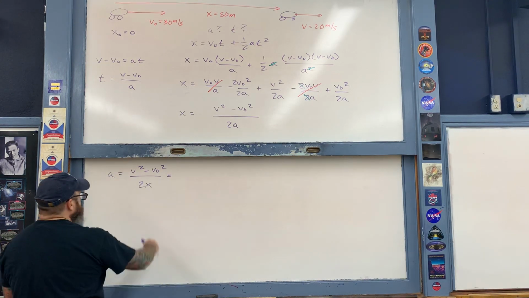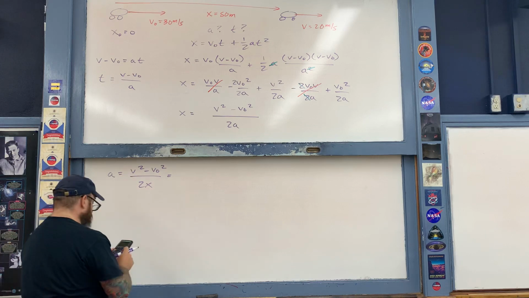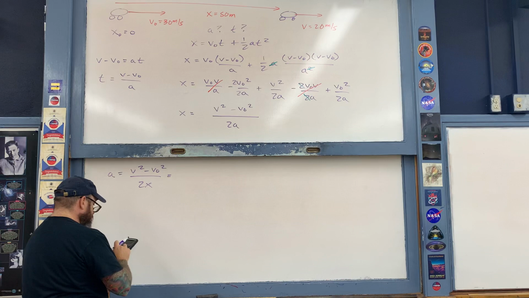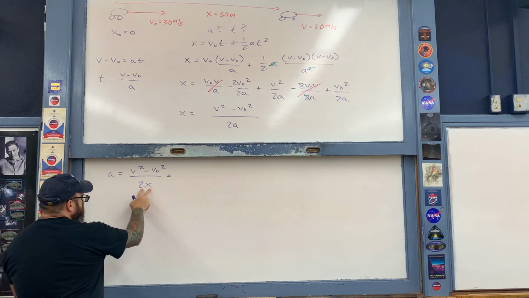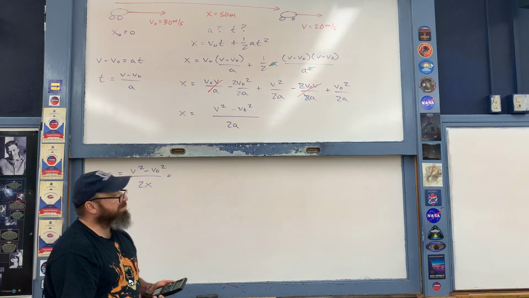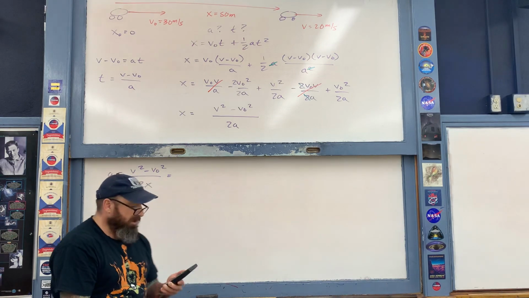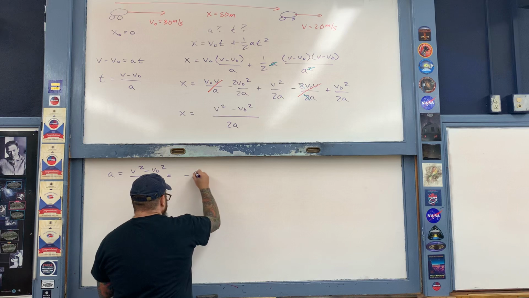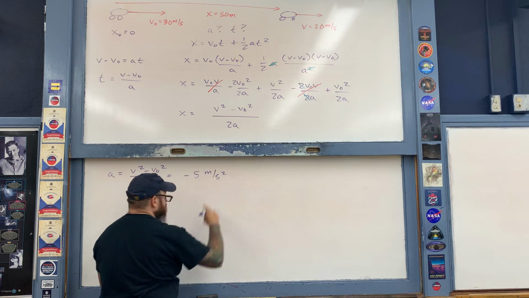But now let's just go ahead and plug in our numbers. So first of all, in the numerator I have right here 20 squared, so 400, and then minus 30 squared, so minus 900, and then divided by 2 times the final position. The final position, remember, was given as 50 meters. So 2 times 50 is equal to 100, and this ends up being negative 5 meters per second squared.